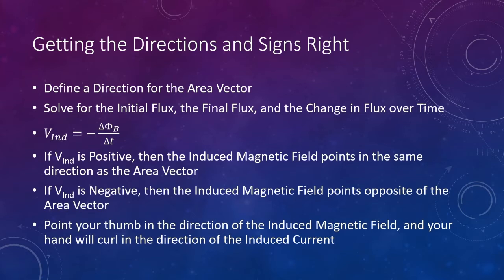Now we'll look at the sign of our voltage. If the induced potential is positive, that means the induced magnetic field points in the same direction as the area vector we defined earlier. Likewise, if the induced potential is negative, then the induced magnetic field points opposite of the area vector. Once you get the direction of that induced magnetic field, point your thumb in that direction. Your hand is going to curl in the direction of the induced current that creates that field. So let's look at a couple examples where you can see this in play.